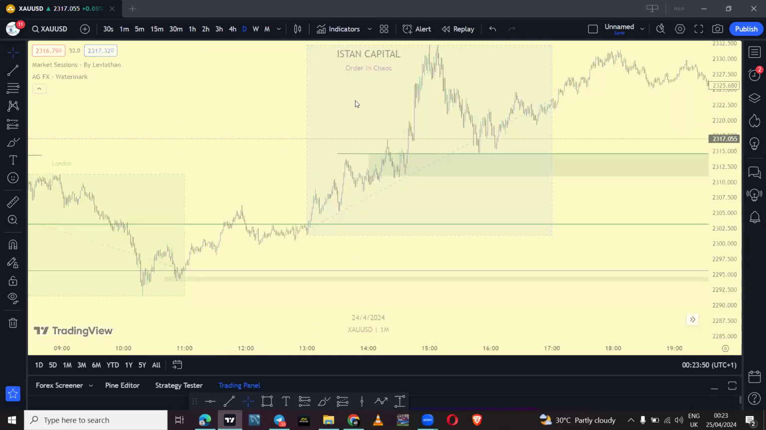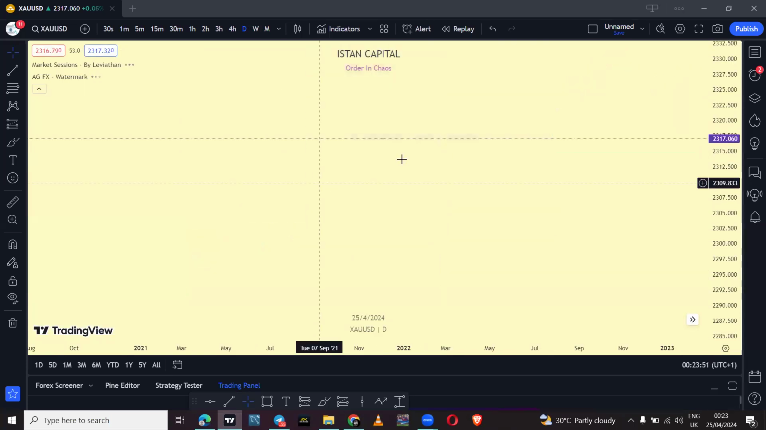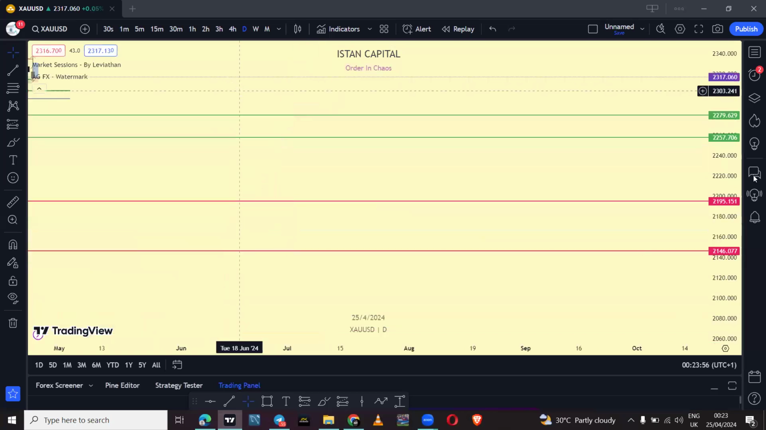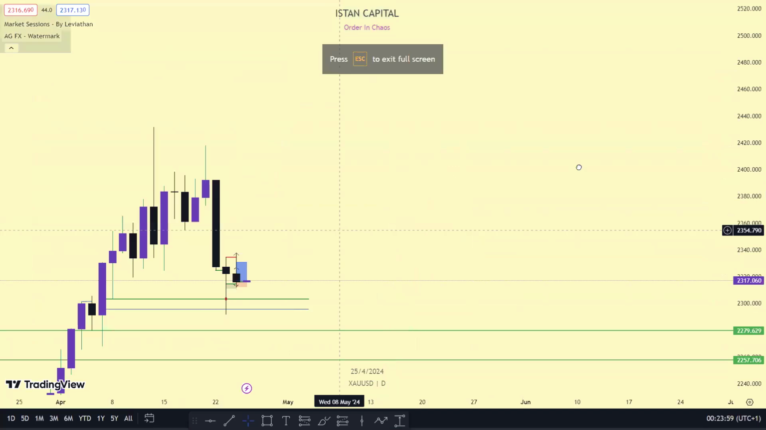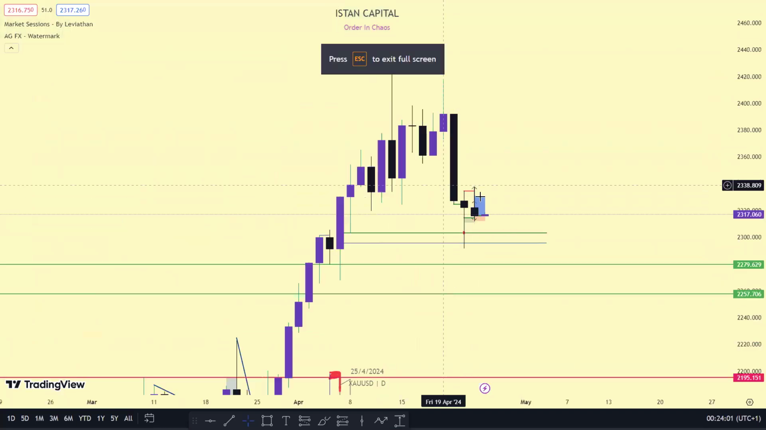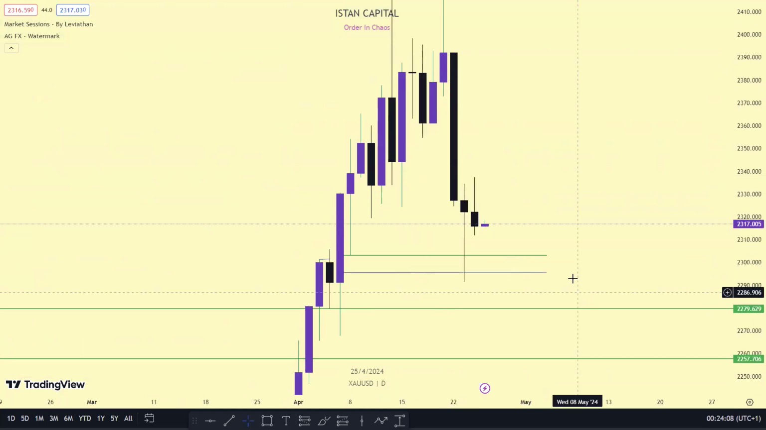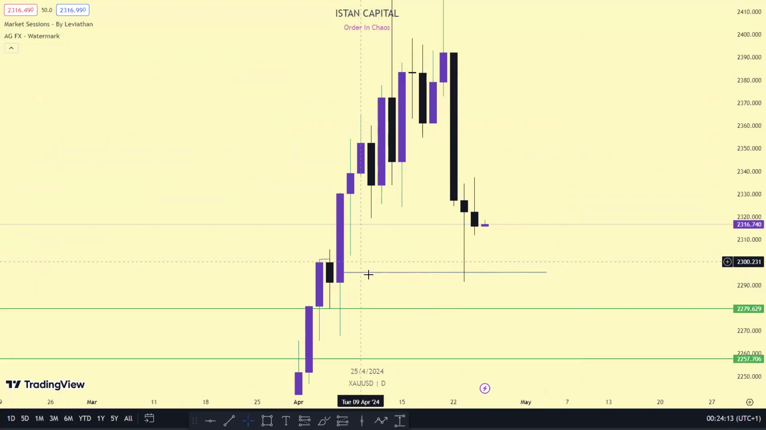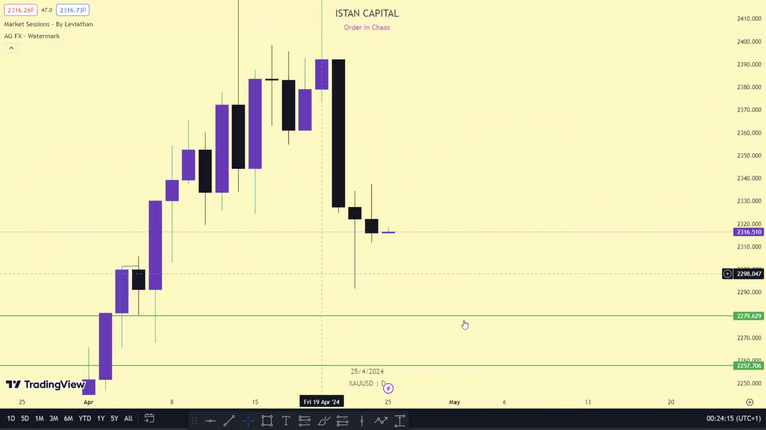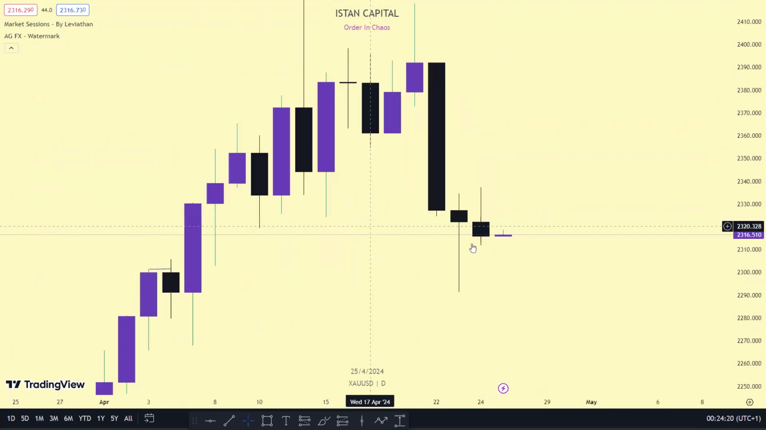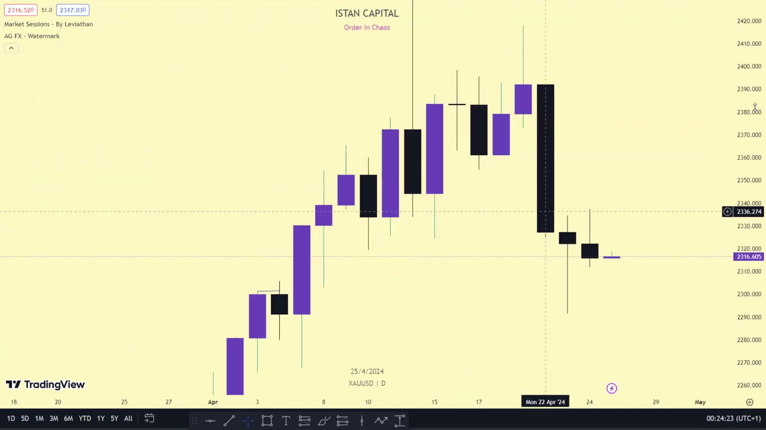I was bullish on gold. Let me just zoom in a little bit. Let me delete all of this. All right. So basically, when you come to this chart, right, you see all of this. You see all of this.